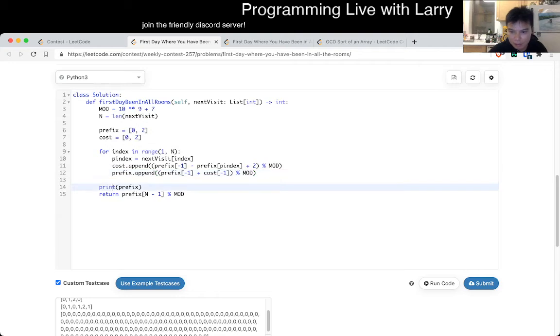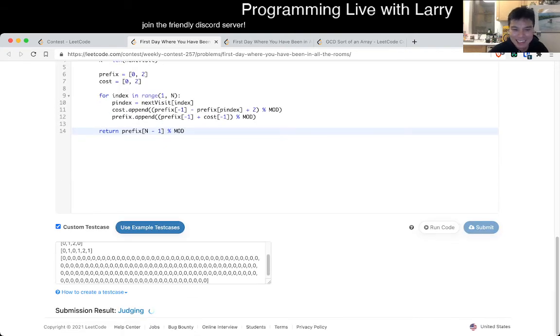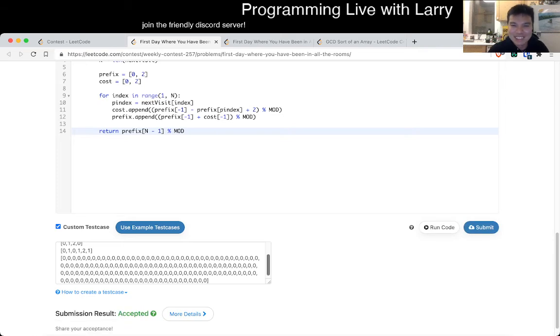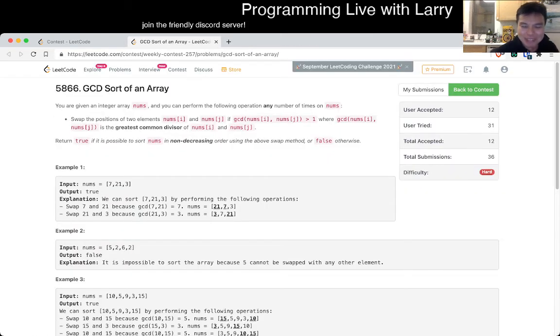I don't want to spend 5 minutes debugging. Maybe I always say that. But if you get accepted, you're like, I didn't waste time. But if you don't get accepted, you're like, why didn't I spend the time debugging?